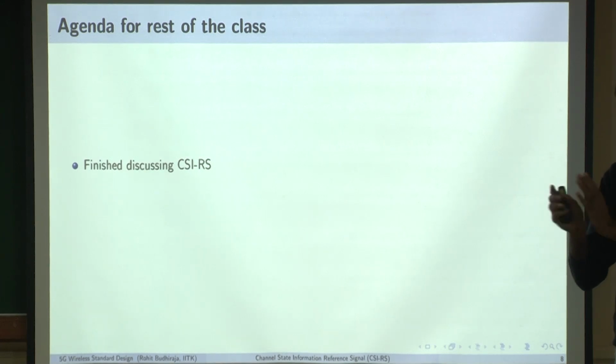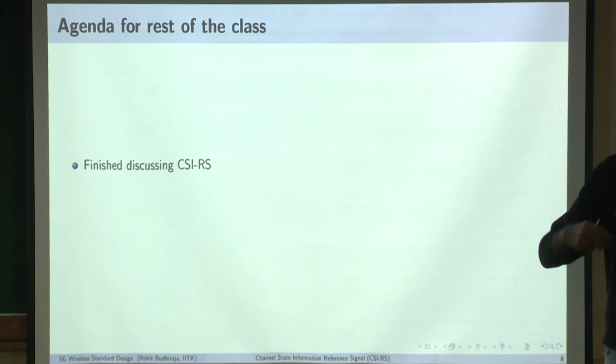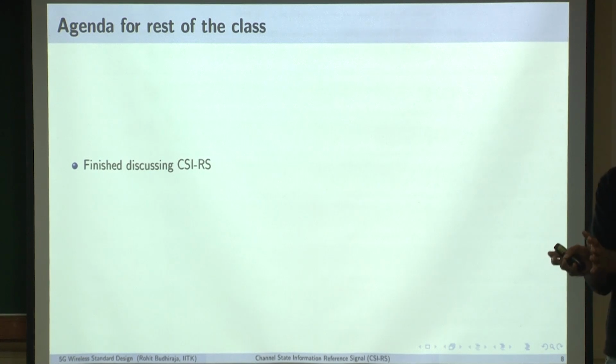H should be NU cross NT. That's what you can estimate. That essentially means that NT can be a maximum of 32, right? But base stations are being designed with 64 antennas also. How do you estimate the channel of that?